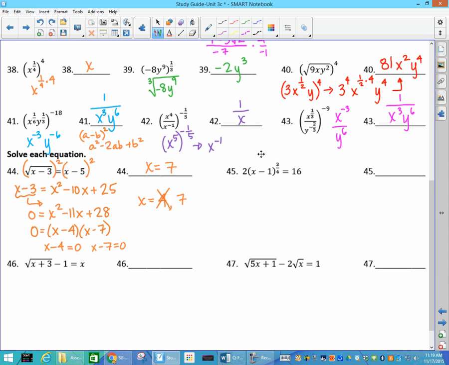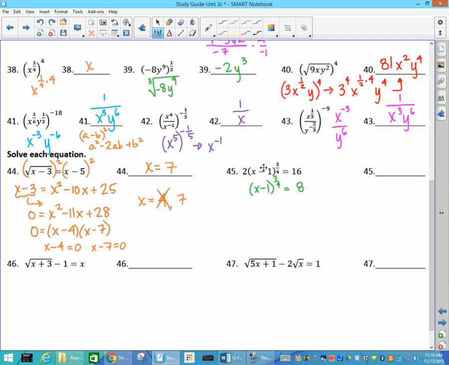All right. 2 times that blob equals 16. I'm going to get rid of that 2. So x minus 1 to the 3/4 equals 16 divided by 2, which is 8.